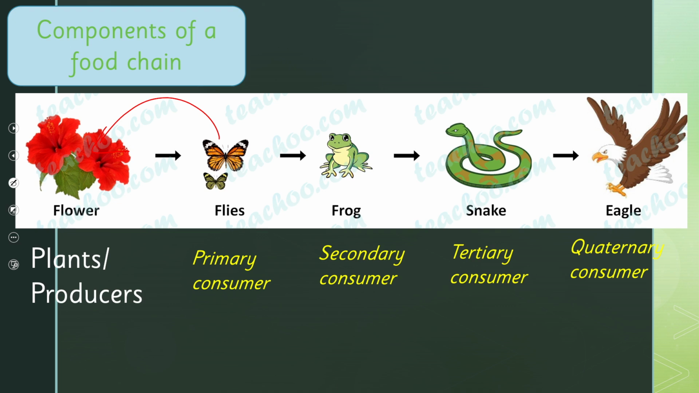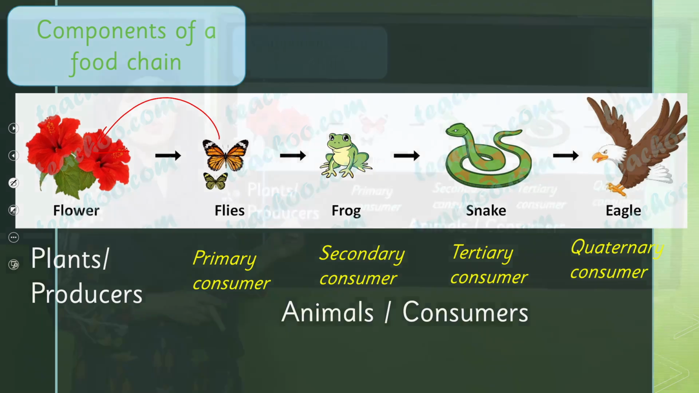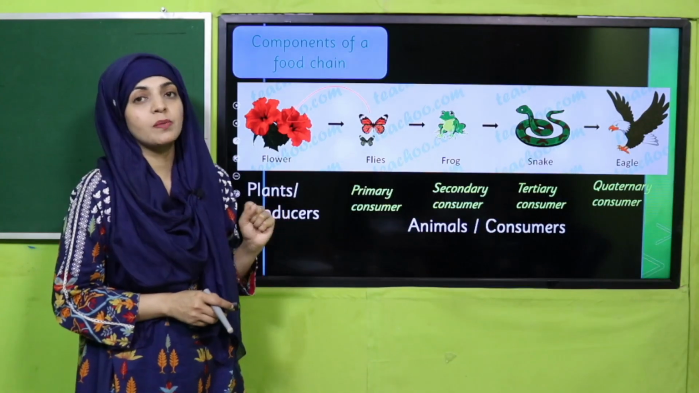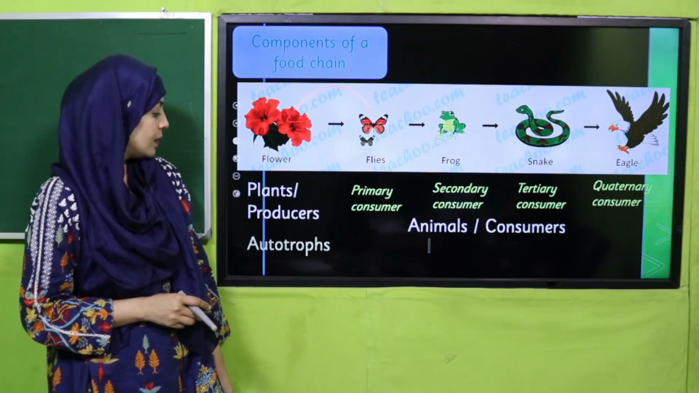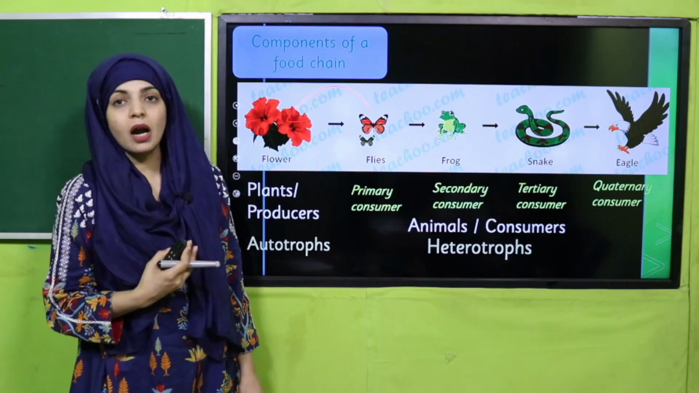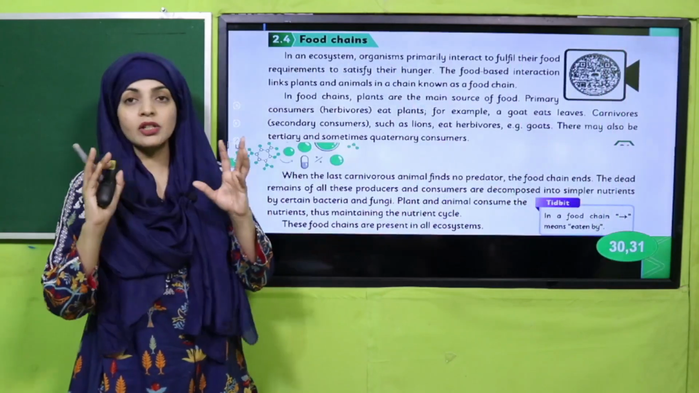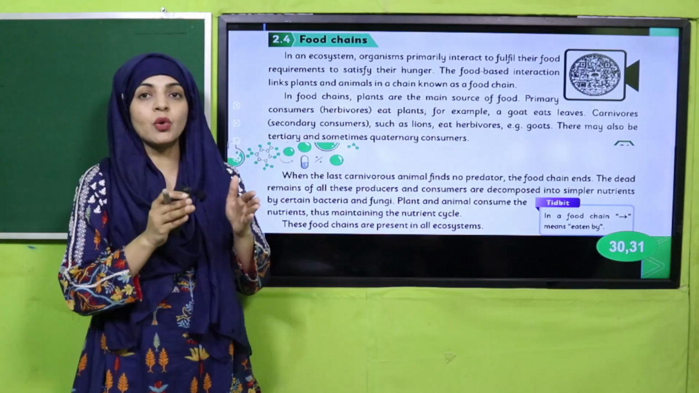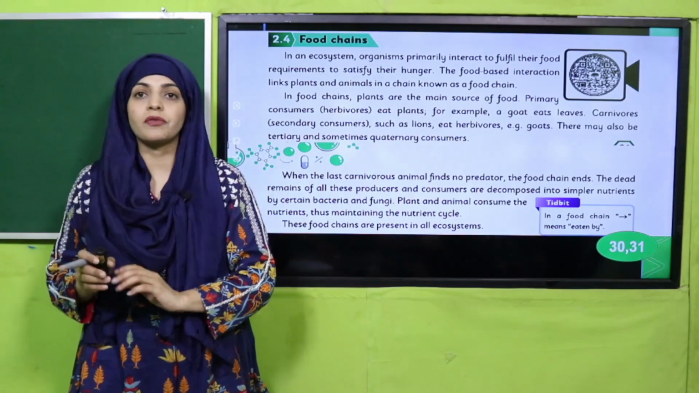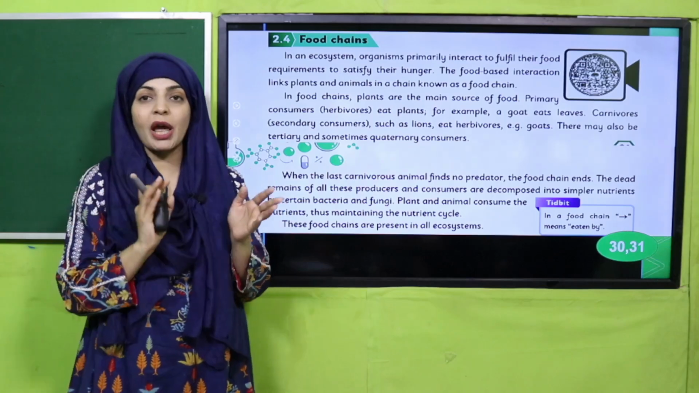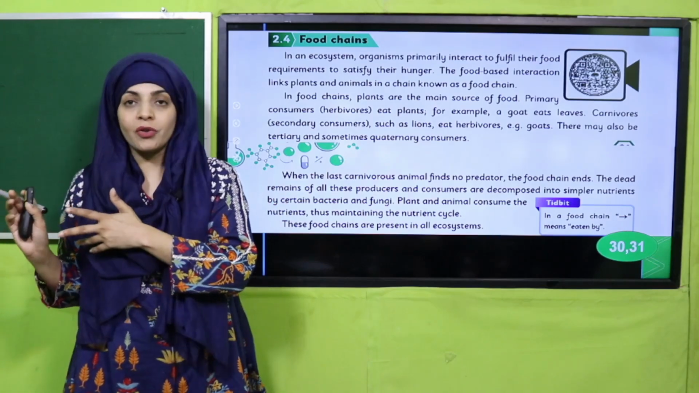And then comes the fourth consumer, which is the quaternary consumer, which is the eagle. And all the animals here are the consumers, whereas all plants are called the producers because they can make their own food. And plants are autotrophs, whereas animals are heterotrophs. ये terminologies जो हैं इनको keep them in mind. Producers, autotrophs, consumers, heterotrophs. और आगे पे consumers भी primary, secondary, tertiary और quaternary हैं.